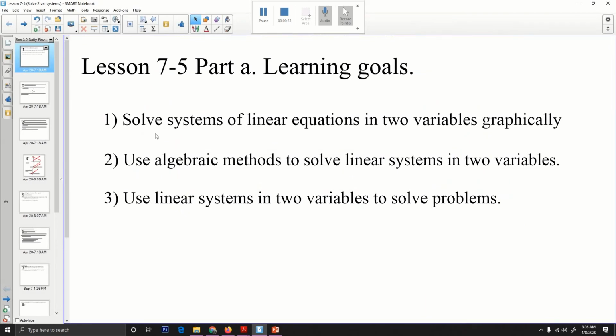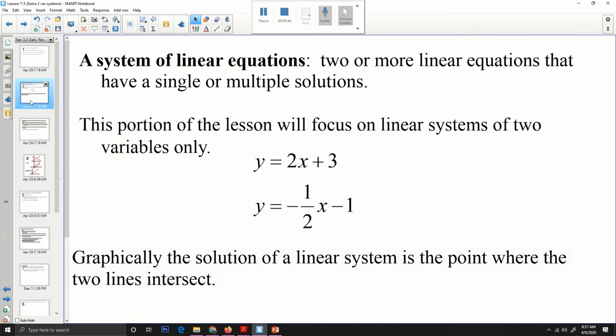Today we're going to solve systems of linear equations in two variables graphically. We're going to use algebraic methods to solve linear equation systems in two variables, and then we're going to use linear systems in two variables to solve problems. Here we go. So a system of linear equations is two or more linear equations that have single or multiple solutions. This portion of the lesson is only going to cover linear equations of two variables.